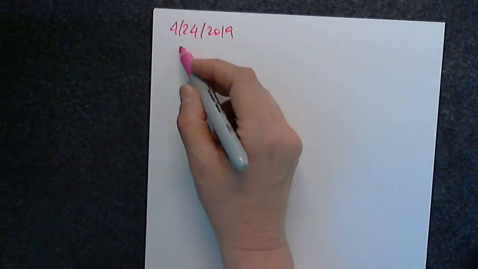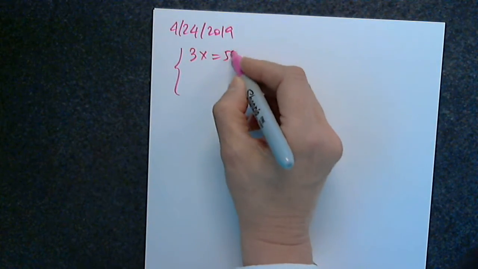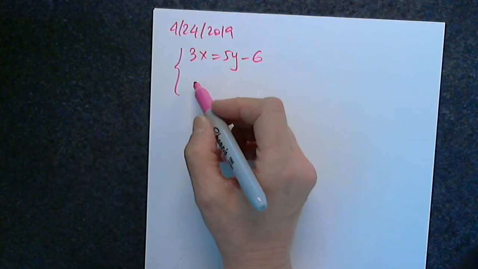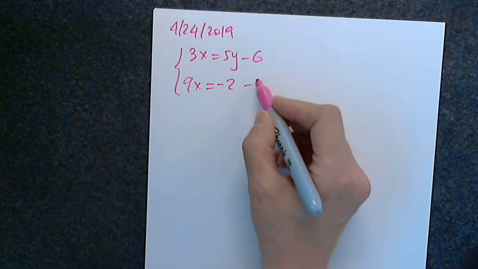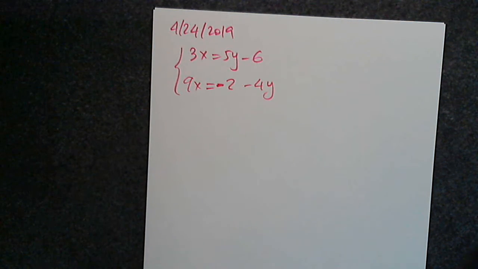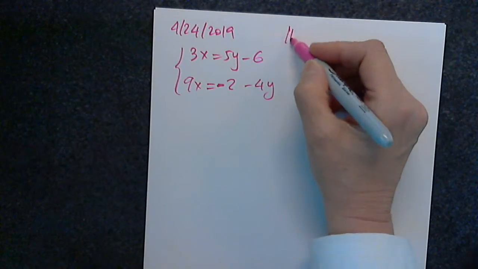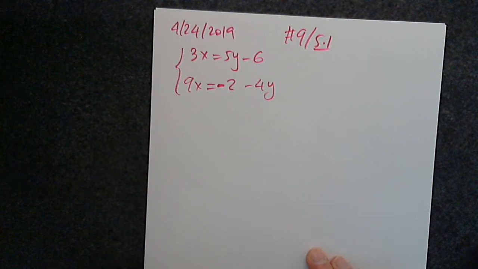Yes, Priscilla? 3x is equal to 5y minus 6, and below it 9x is equal to -2 minus 4y. This was -2. Very good. Okay, so it's a system question, not a number interval. Do we have a number for this problem? It is number 9 and 5.1. Thank you.